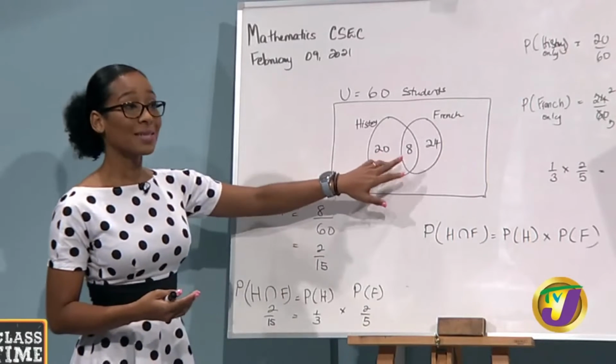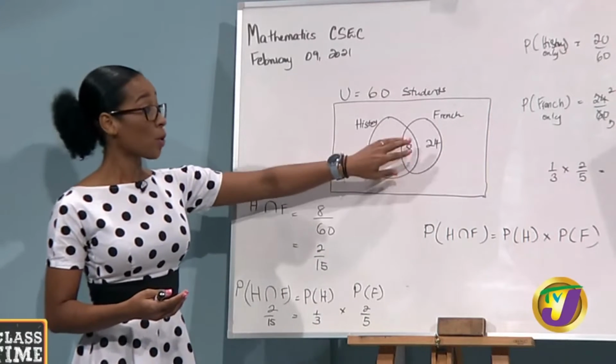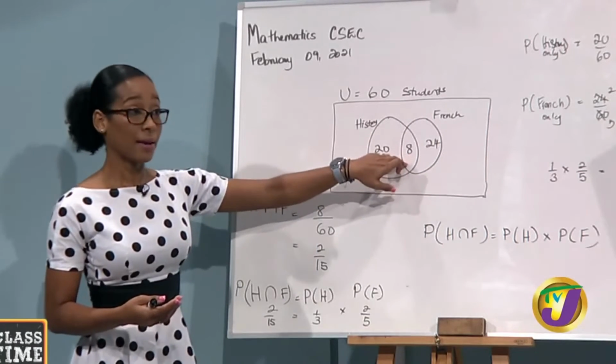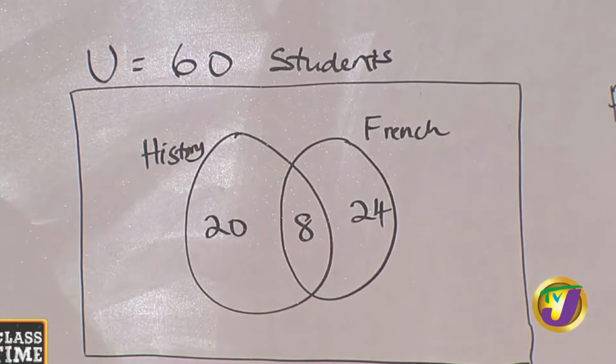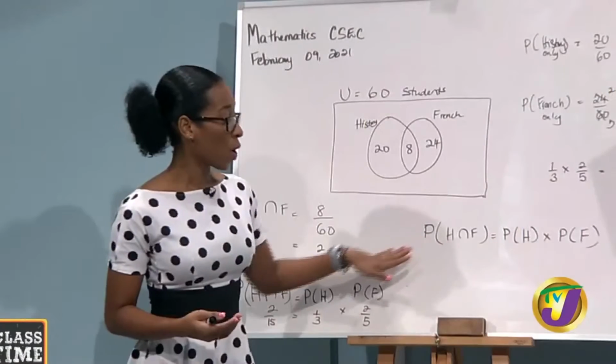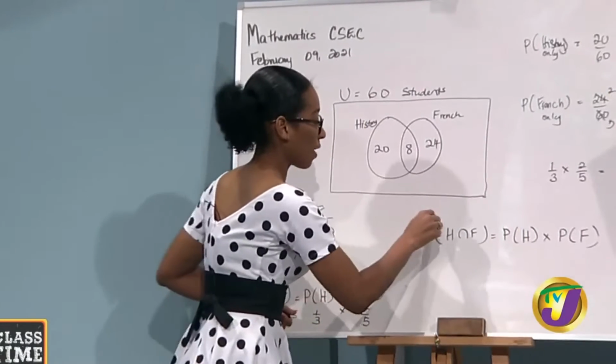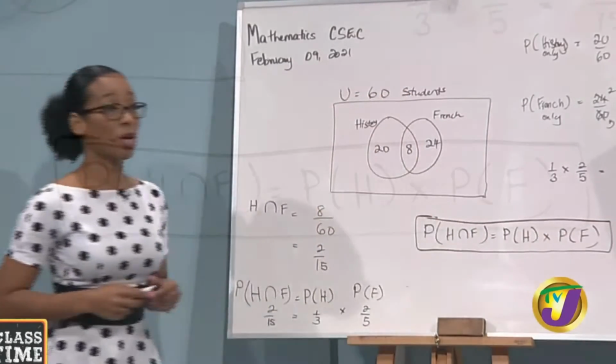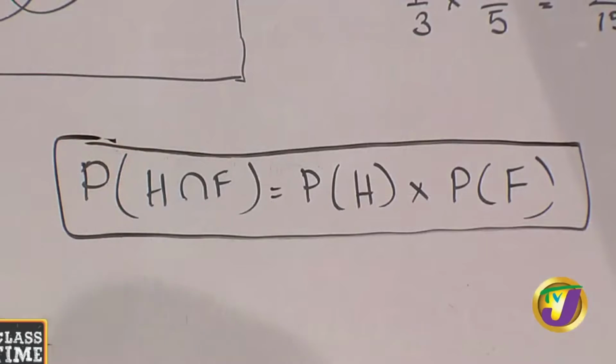And we would have proven it here with our Venn diagram. We would have looked at what history and French were to be 8 out of our 60, and when simplified we have 2 out of 15. And we would have simplified it here to arrive at our multiplication rule right here.